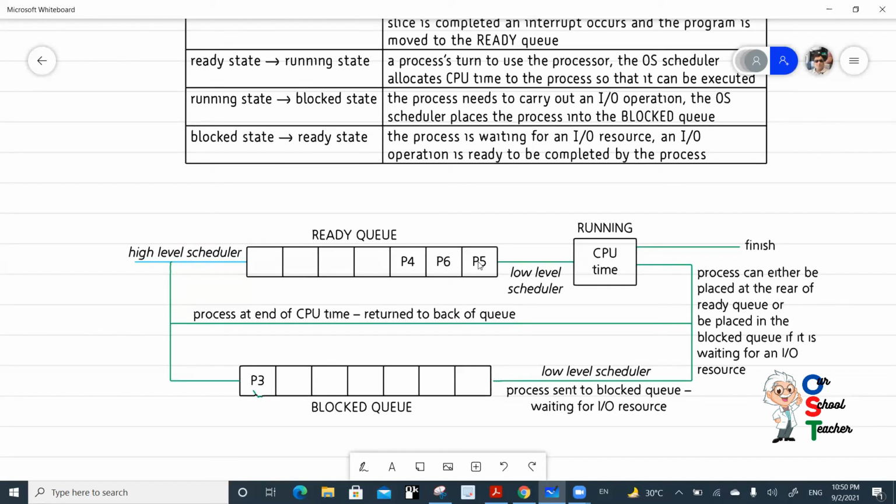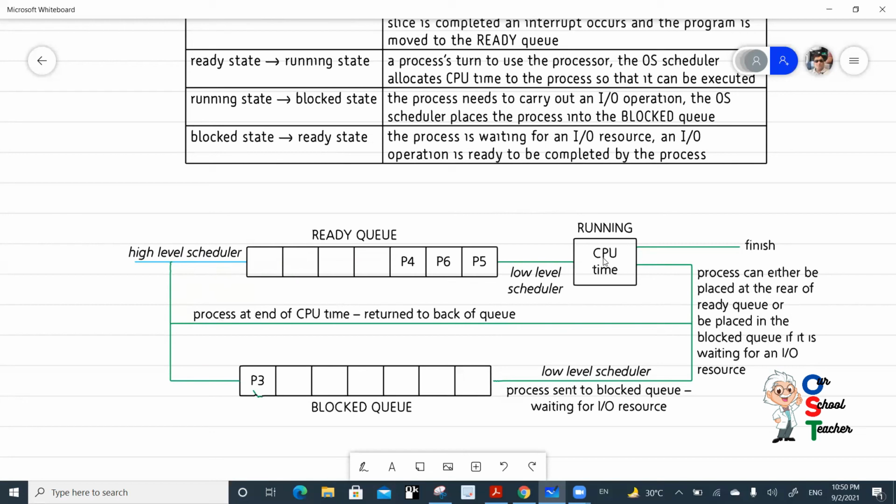So from this ready queue, these are the processes, process 5, 6, and 4. The process is given CPU time, and if the time has been completed, actually this diagram is following round robin. Round robin means a fixed time slice is given to every process. So if the time slice is complete and the process has not completed its job, then the process either will be put back in the queue. Process can either be placed at the rear of the ready queue or be placed in the block queue if it is waiting for an IO resource.